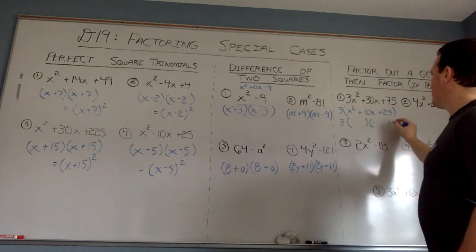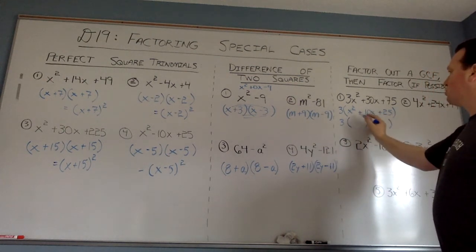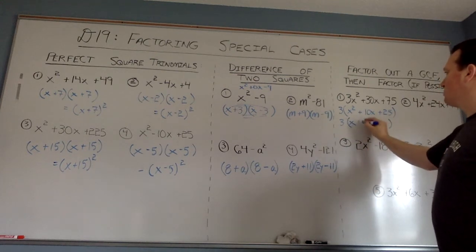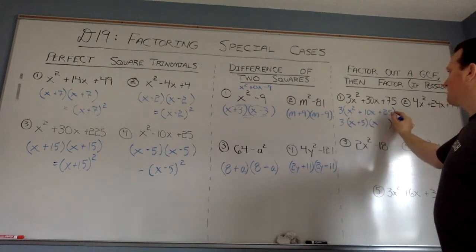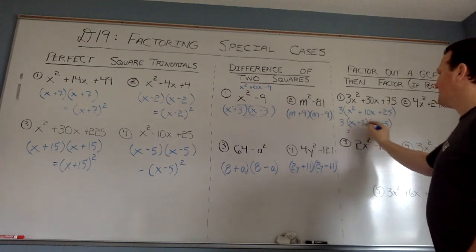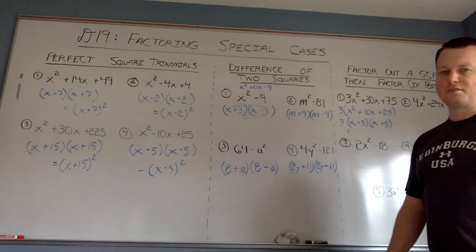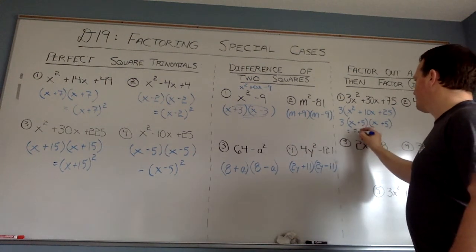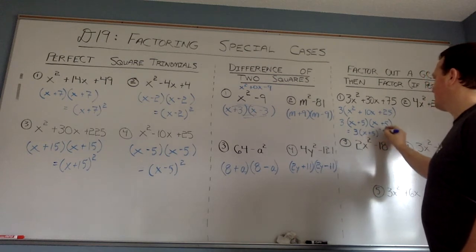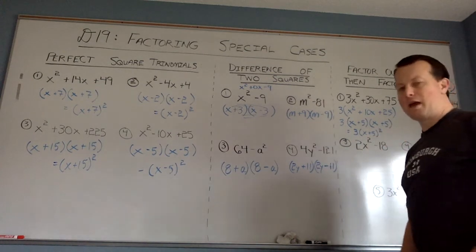Keep your 3 out here as your friend and mine, a floater. And then you can factor the remaining trinomial. It's a 1x squared, and we need two numbers that multiply to make 25 and add to make 10. That gives 3 times x plus 5 times x plus 5. Good. And of course, if you want to write it as 3 times x plus 5 squared, that is legal as well.